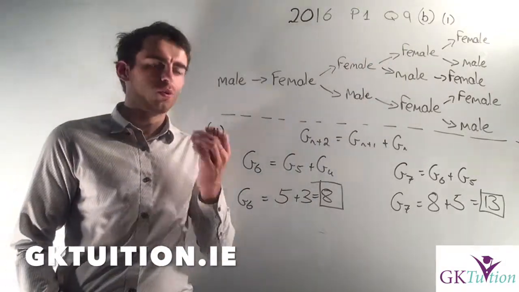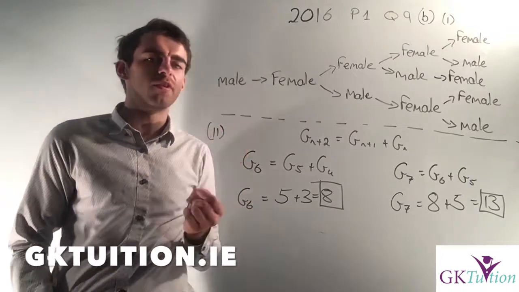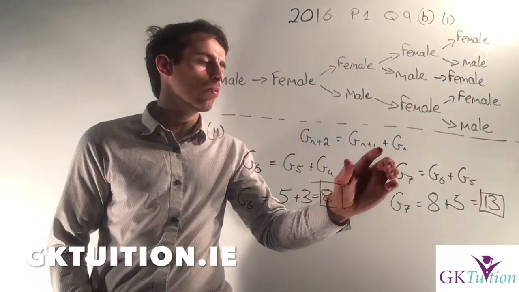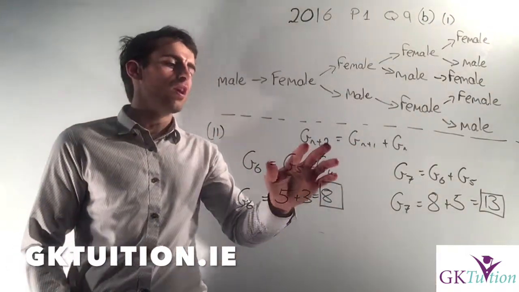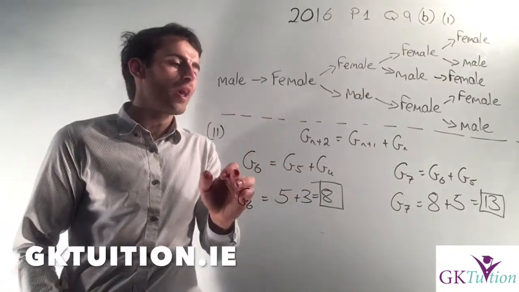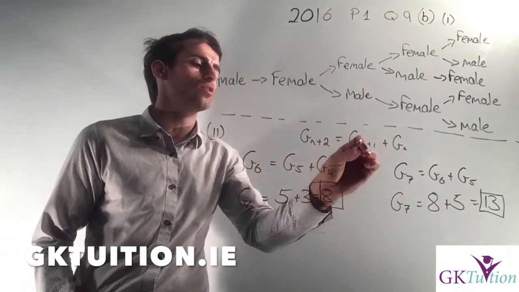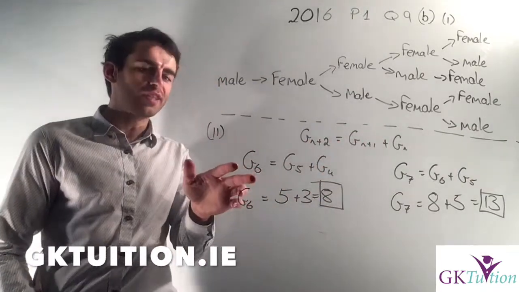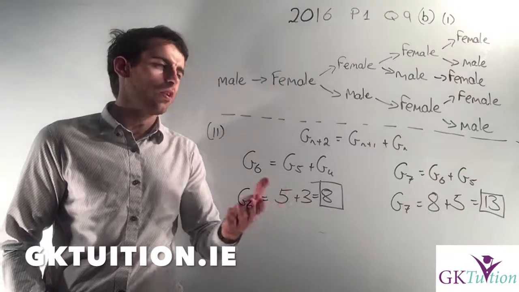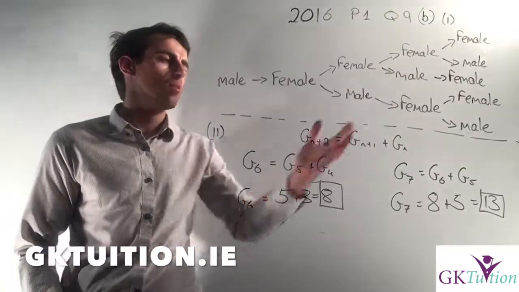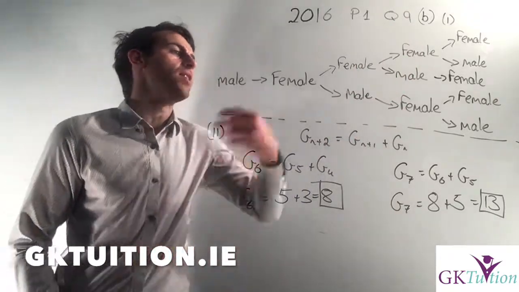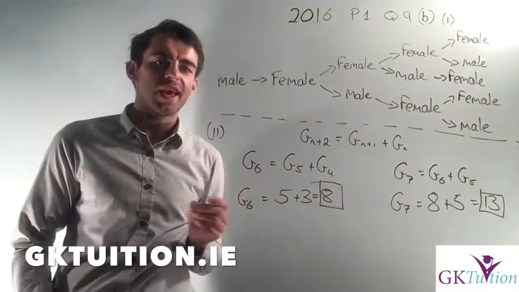Now for part 2, we're told that a formula for working out the number of bees in a generation is G of n plus 2 is equal to G of n plus 1 plus G of n. Or in other words, I can work out how many bees are in the 6th generation, which is n plus 2, by adding up the two previous generations, n plus 1 and n. So G6 will be equal to the 5th generation plus the 4th generation. I have enough information in my diagram to work that out, because I know the 5th generation is 5 and the 4th generation is 3. That means the next generation is going to have 5 plus 3, which is 8 bees.